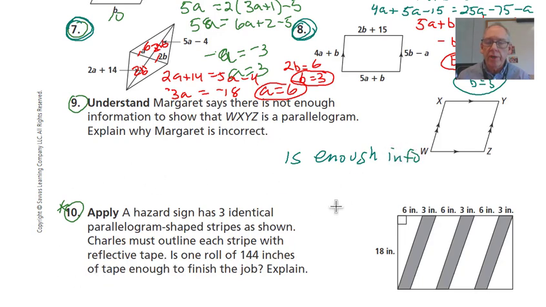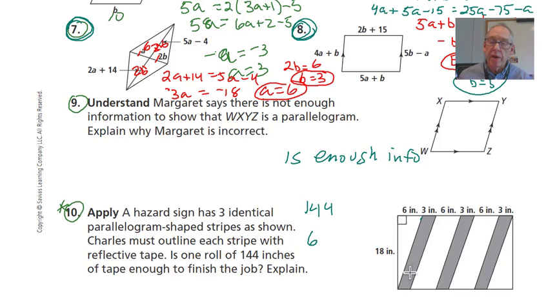Okay, let's look at number 10. We got this hazard sign. These stripes are parallelogram shaped. He's got 144 inches of tape. So this is really a perimeter problem. Let's see, we got 1, 2, 3, 4, 5, 6 sides of these stripes that need to be covered with tape. So we got 6 of those, and we've got to figure out how long each one is.